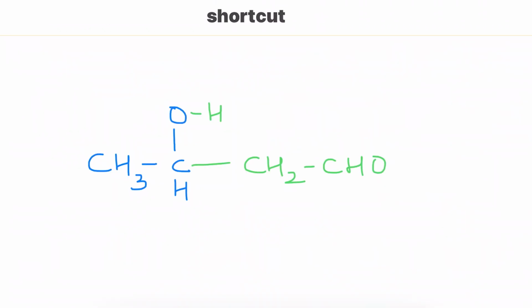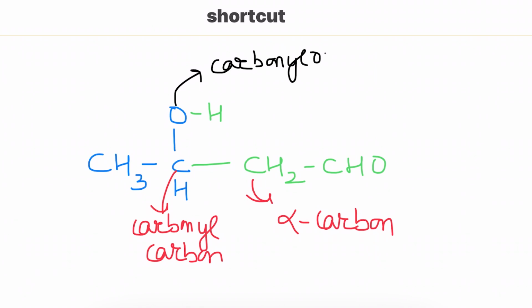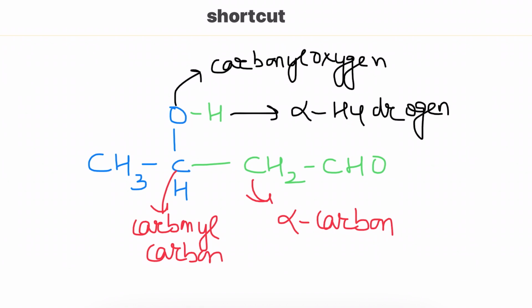If you look at this product, you can recognize two things. One is the bond between the carbonyl carbon of one molecule, which forms a bond with the alpha carbon of another molecule. So the carbon-carbon bond is between the carbonyl carbon and the alpha carbon. And the other is the bond between the carbonyl oxygen of one molecule and the alpha hydrogen of another molecule. So this technique you can use as a shortcut to predict the formula of a product formed in aldol condensation reaction.